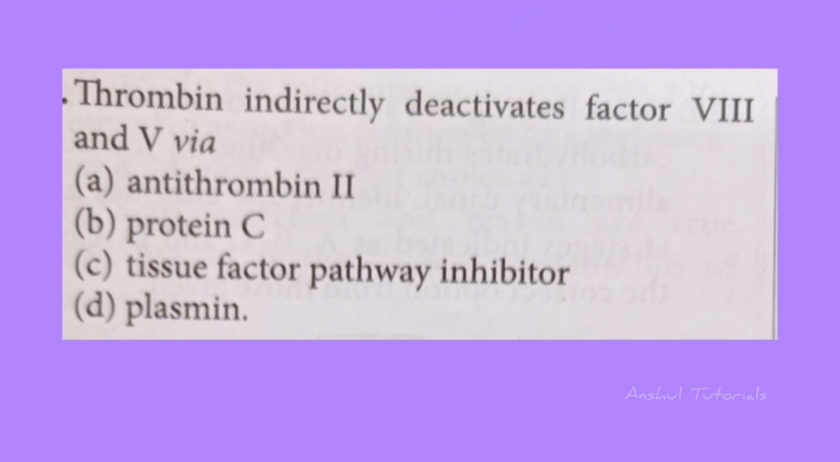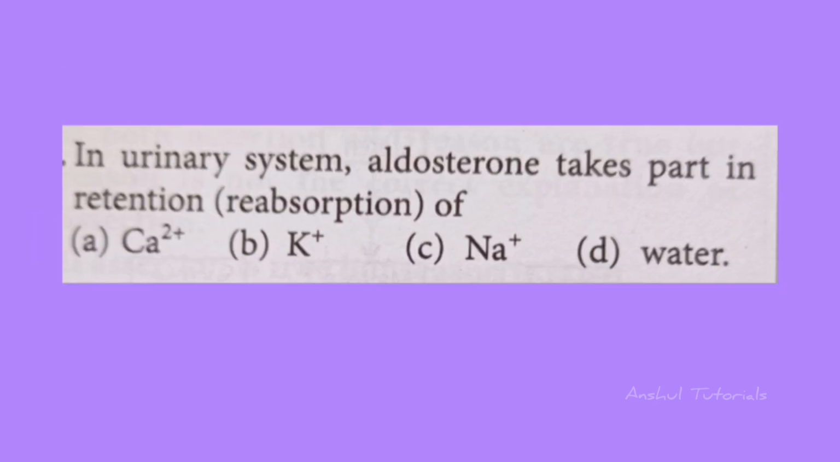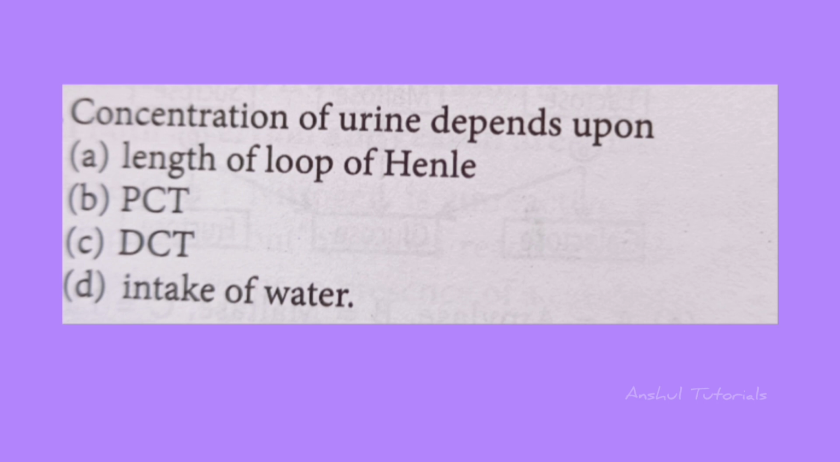Thrombin indirectly deactivates factor 8 and 5 by, so the correct answer is option B, that is protein C. In the urinary system, aldosterone takes part in the retention of, so the correct answer is option C, that is sodium. And the next question is, concentration of urine depends upon, so the correct answer is option A, length of loop of Henle.